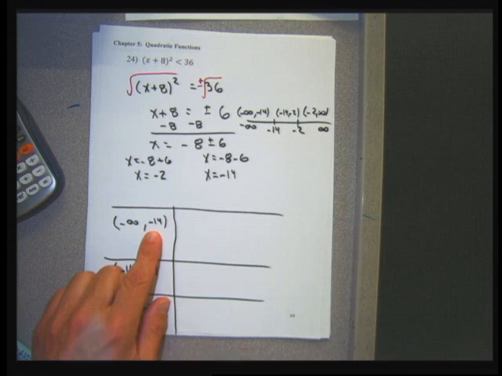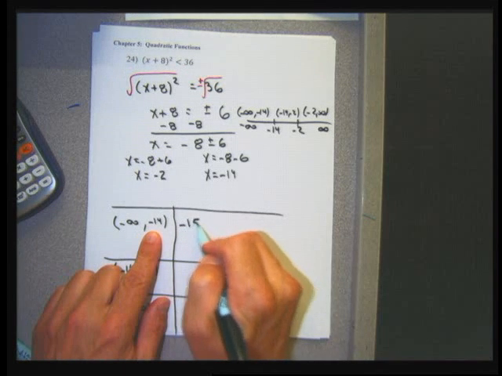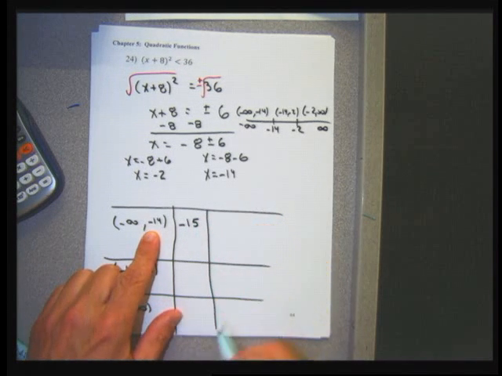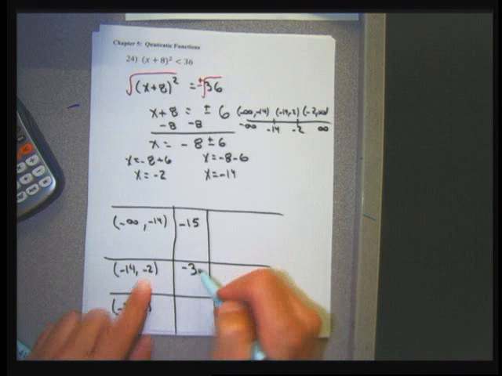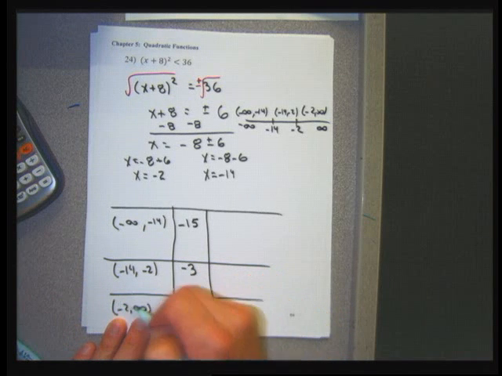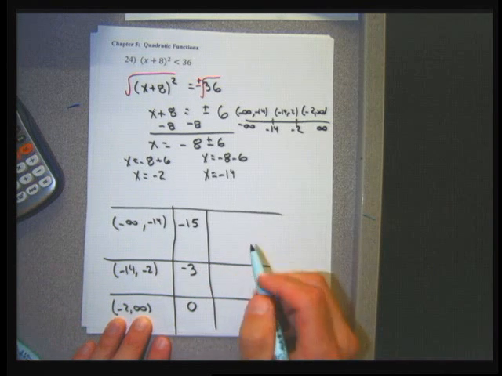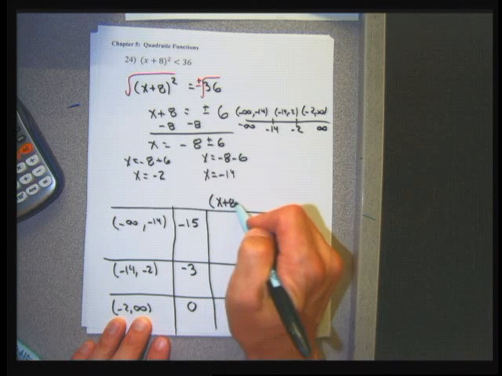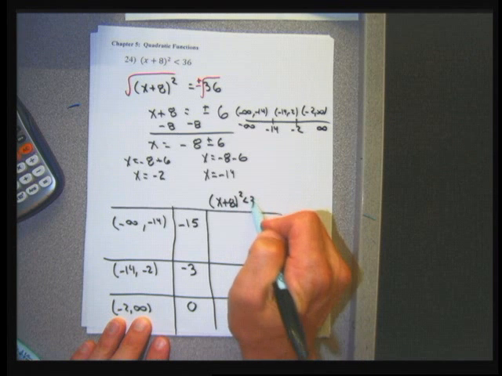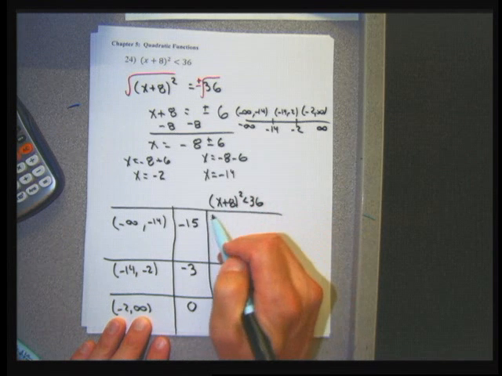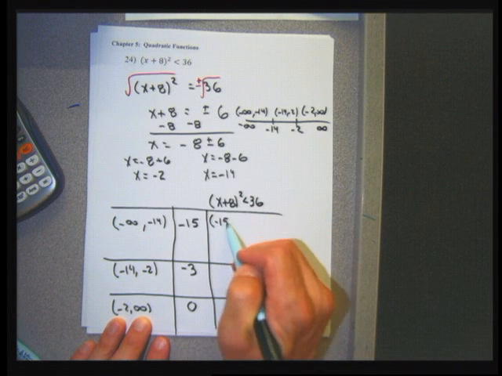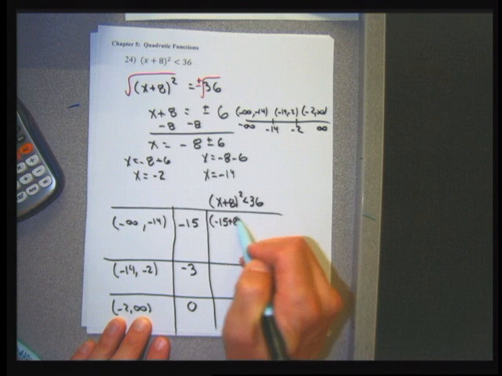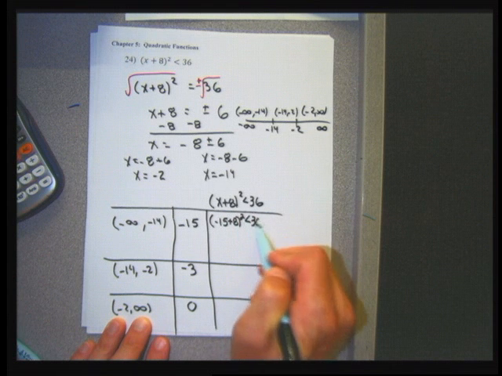My check number here is going to be negative 15. My check number here is going to be negative 3. And this is the interval that goes from a negative to a positive, so I'm going to check 0. And now I need to check in x plus 8 squared is less than 36. So the first one I'm going to go negative 15 plus 8 squared is less than 36.